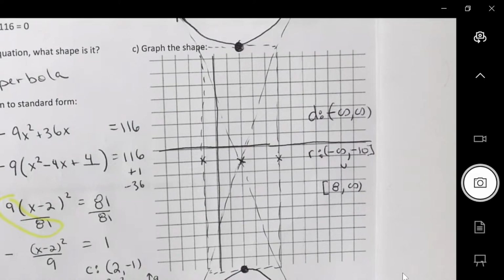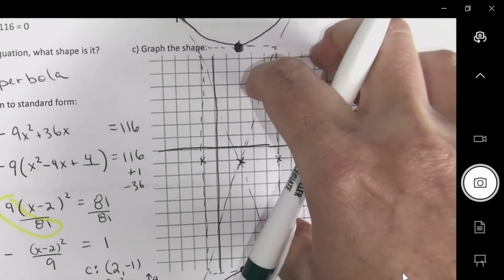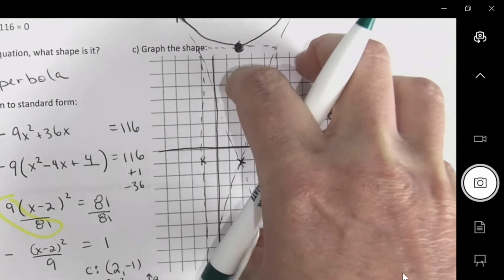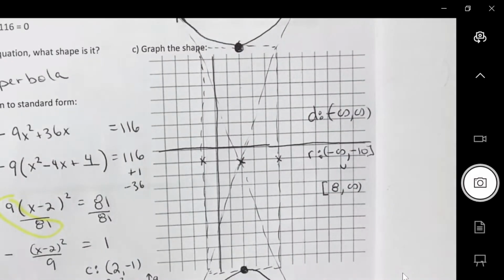Whatever I'm doing, be able to also work backwards. You know what I mean? I might give you this graph or this info and then you have to make equations. So whatever I'm doing, be able to go vice versa.